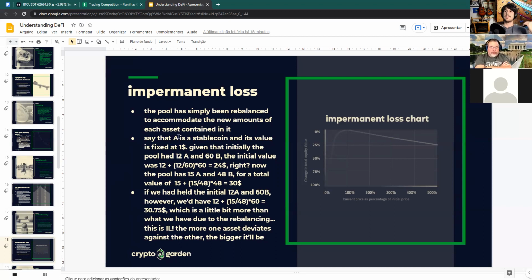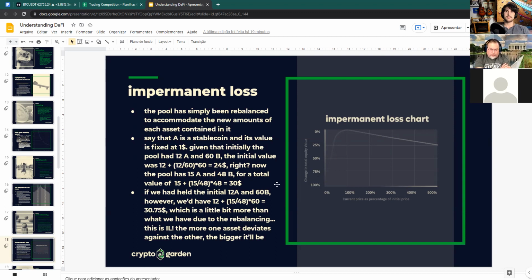So let's say, for example, and this is to kind of picture the impermanent loss better, let's say that the asset A is a stable coin and the value it has is fixed at $1. So initially, the pool had 12 of the asset A and 60 of the B. So in total, we had $24, right, at the start. Now, the pool has 15 of the asset A and 48 of the asset B. So in total, we have $30 in the pool, correct?